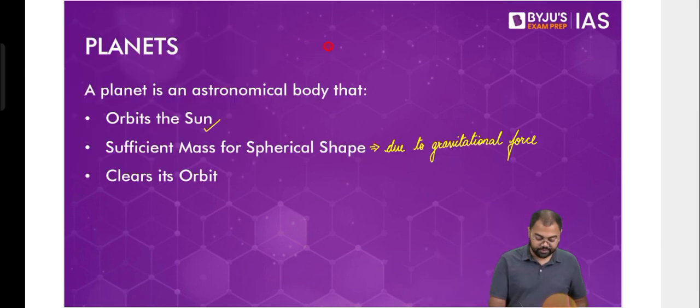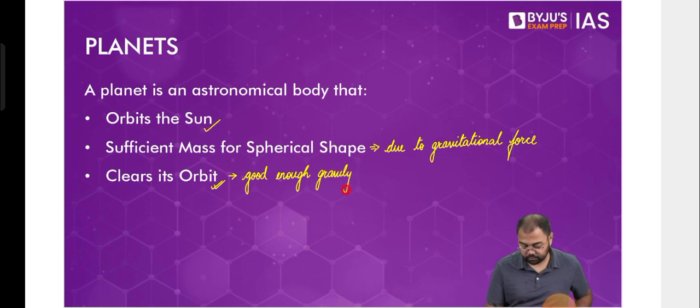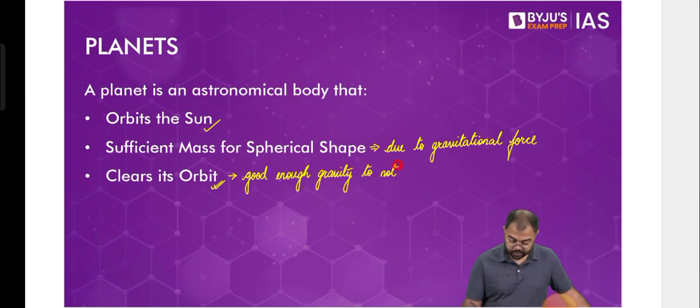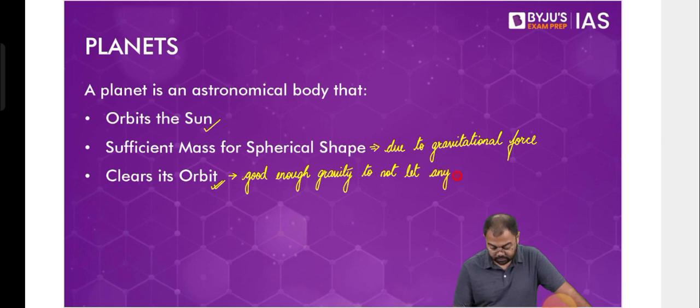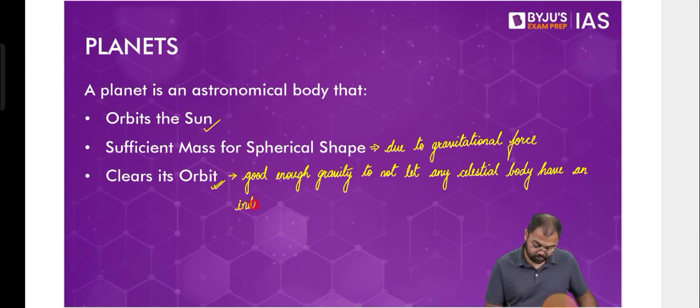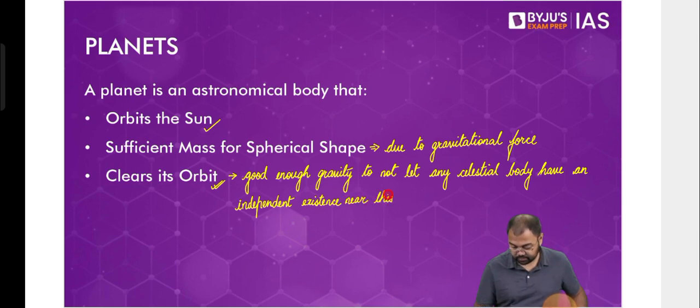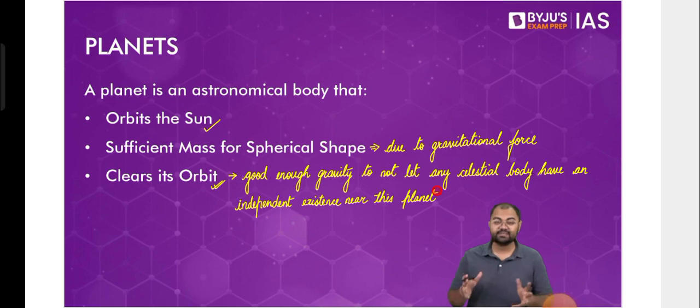It was in the close vicinity of Pluto. So this is where they added the third criteria: that the planet should have cleared its orbit, that it should have good enough velocity and gravity, let's say, to not let any celestial body have an independent existence. So if there is anything near this planet, it should not have its independent existence.